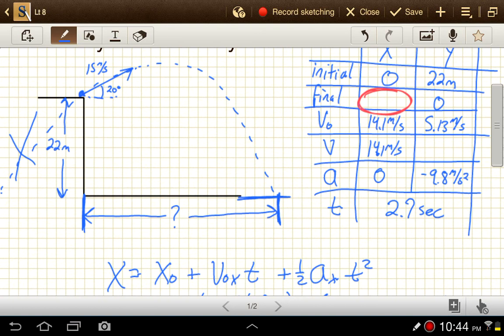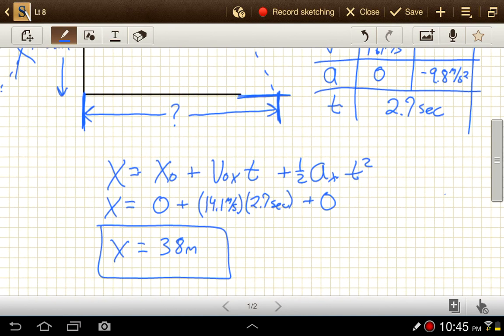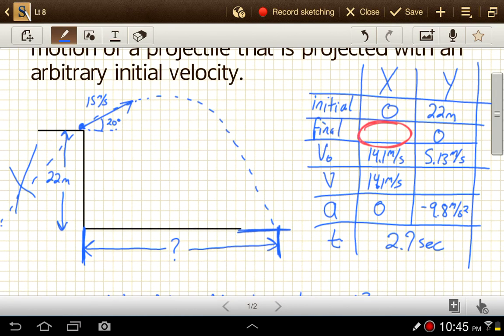So take that little extra time, organize your work nicely, make a sketch so you can see the picture, and then we just kind of see what we can do with the information we have. Try and fill in this table until you get to the answer that you're looking for.